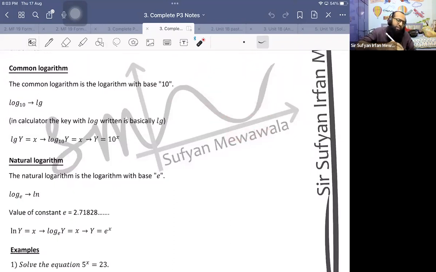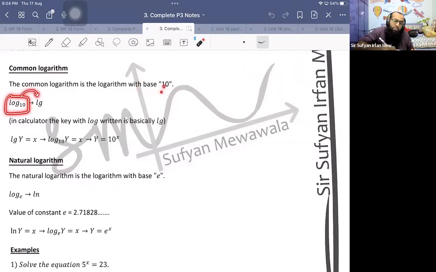This is written here. Which logarithm is a common logarithm? The common logarithm is the logarithm with a base of 10. A logarithm whose base is 10, that logarithm is known as common logarithm. Log with a base of 10 is also called LG.